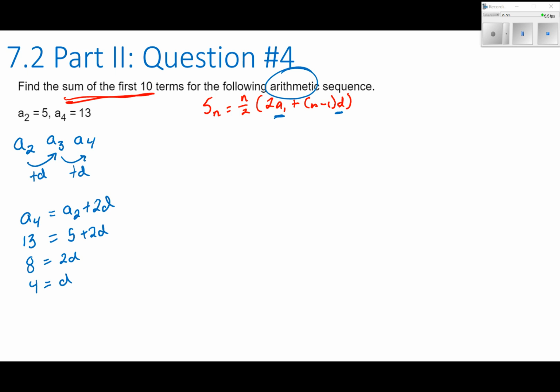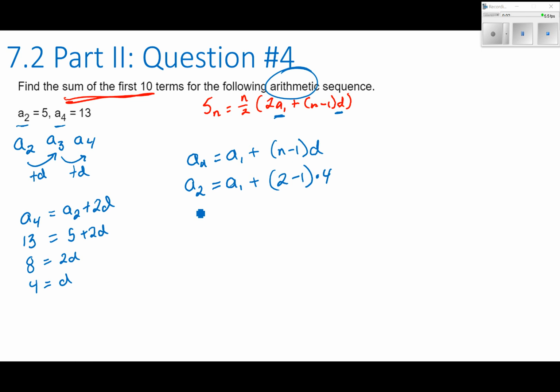Now we have to find the first term. For an arithmetic sequence, we know our formula: a sub n is going to be the first term plus n minus 1 times d. We could pick either a sub 4 or a sub 2 because we know those values. So I'm going to say n is 2, so a sub 2 is equal to a sub 1 plus 2 minus 1 times d, which I found was 4.